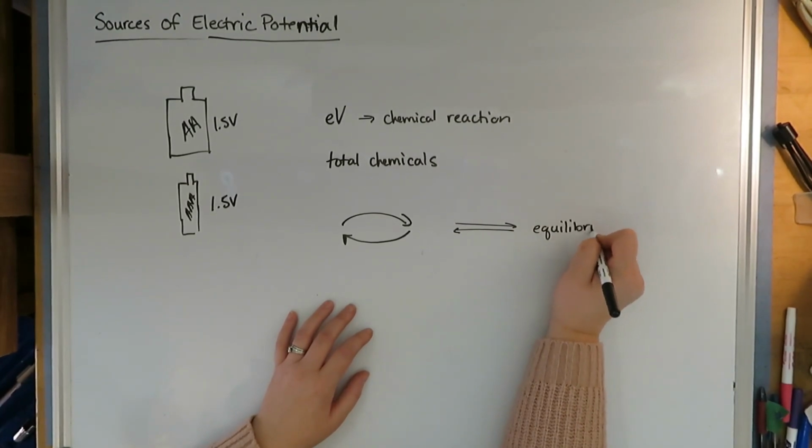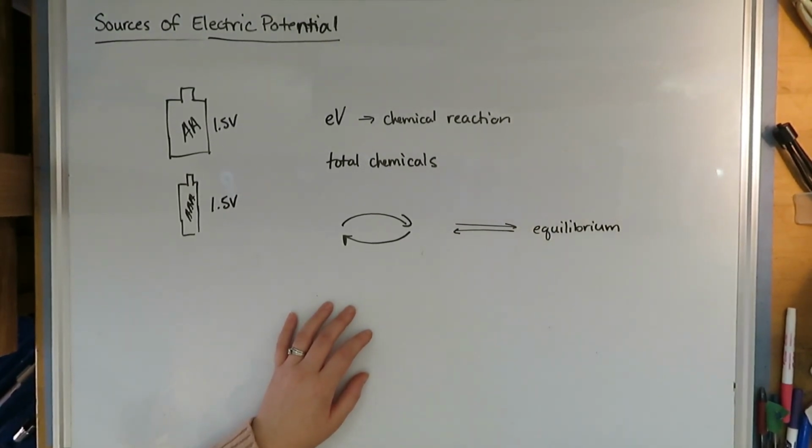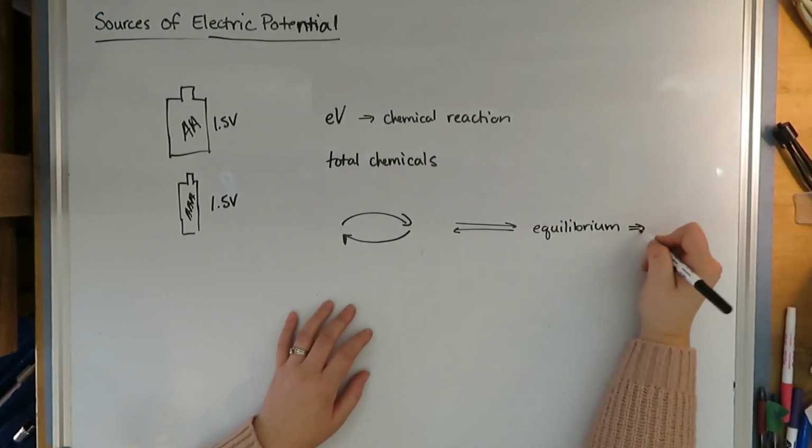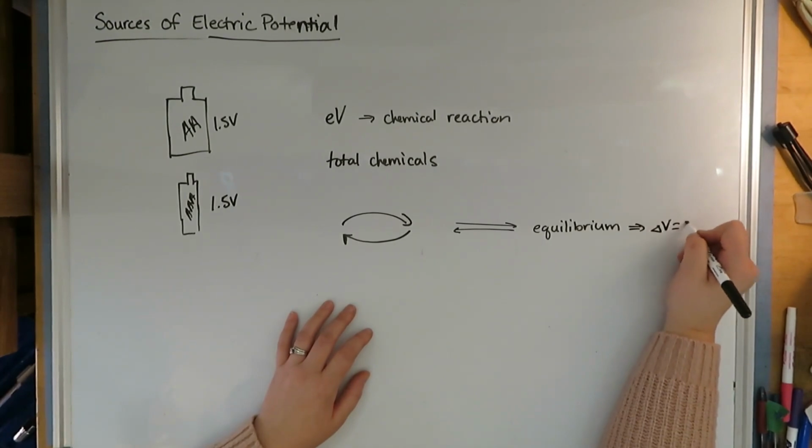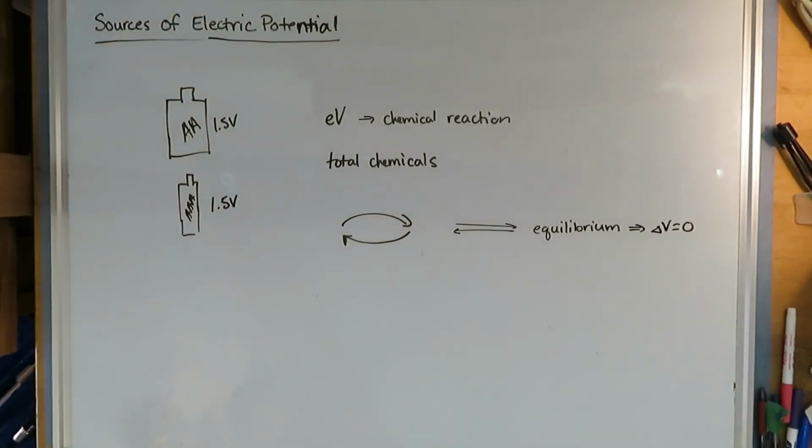When you reach equilibrium, the reaction doesn't stop. It just means they're happening at the exact same rate. When you're at equilibrium, there is no longer a potential difference between the two sides of the chemical reaction. And so that's actually when a battery dies.